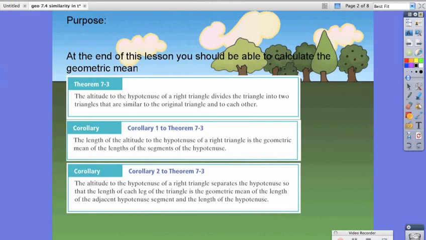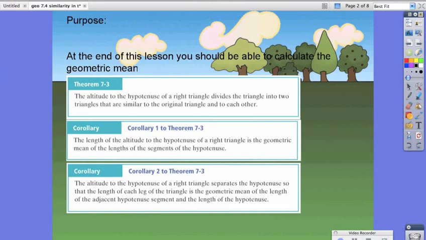Corollary 1 states that the length of the altitude to the hypotenuse of a right triangle is the geometric mean of the lengths of the segments of the hypotenuse. Again, we'll get to that, but I want to make sure you guys see the technical definition for all these things.